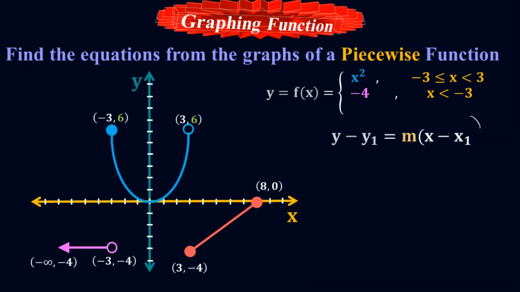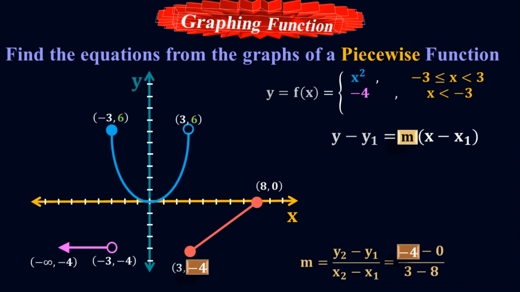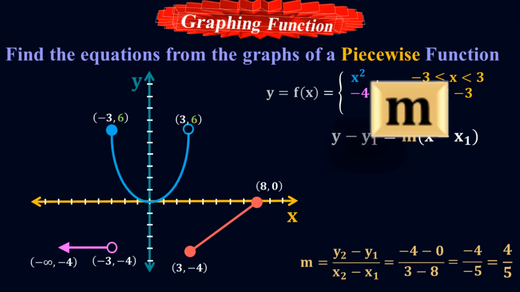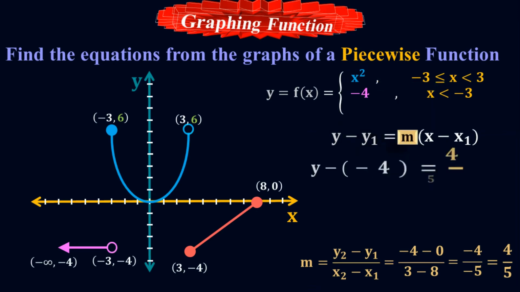Again, from the line equation, y minus y sub 1 equals m times (x minus x sub 1). m is the slope of the line, which equals (y sub 2 minus y sub 1) over (x sub 2 minus x sub 1). Substitute the values here. Negative 4 is my y sub 2. 0 is y sub 1. 3 is x sub 2. 8 is x sub 1. Simplify it, I get 4 over 5. 4 over 5 is my slope of the line. Substitute it for m here. I just substituted 4 over 5 for m, which is the slope of the line.